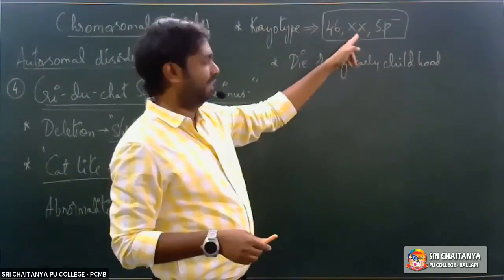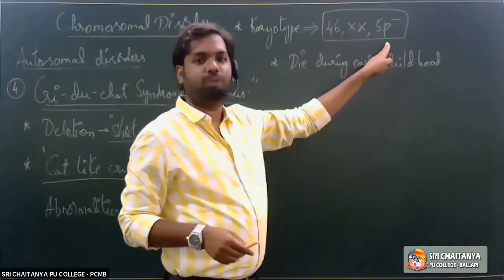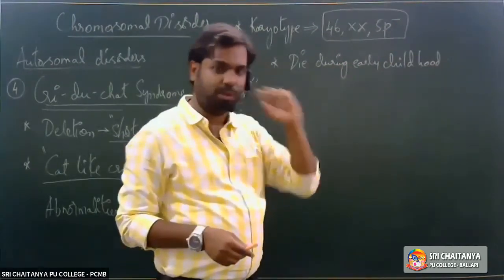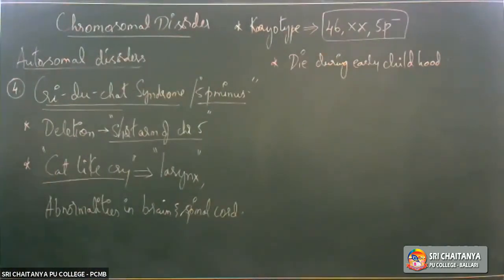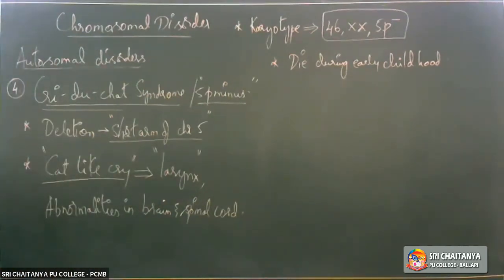So here we have given it with regards to females, and 5p represents the short arm of chromosome number 5, and minus would represent the deletion type of mutation happening there. Right? Because of this condition, these individuals will usually die during early childhood. So this is another type of disorder, which is called Cri-du-chat syndrome.